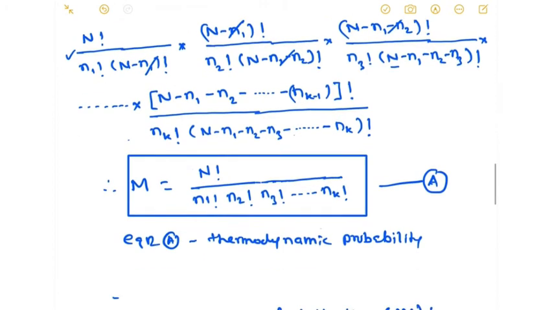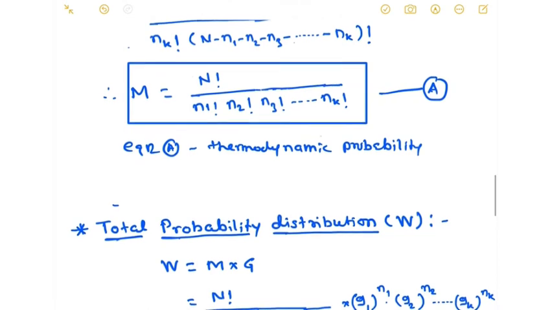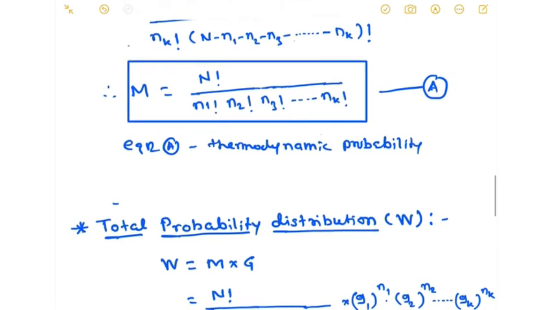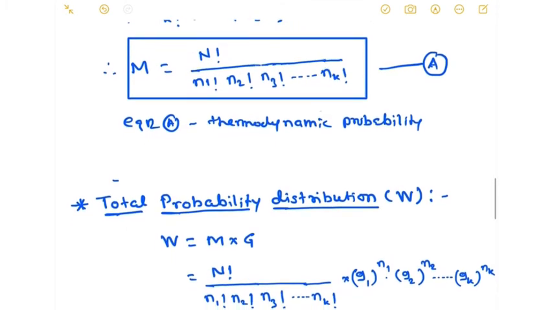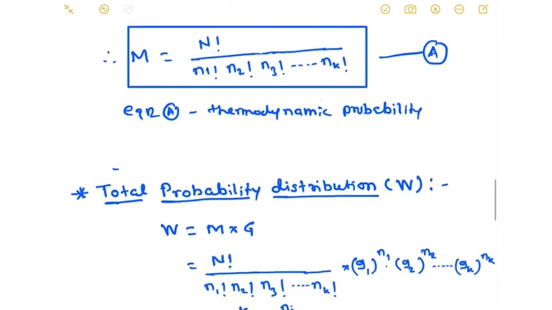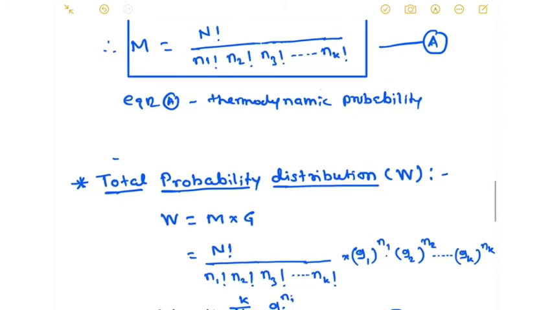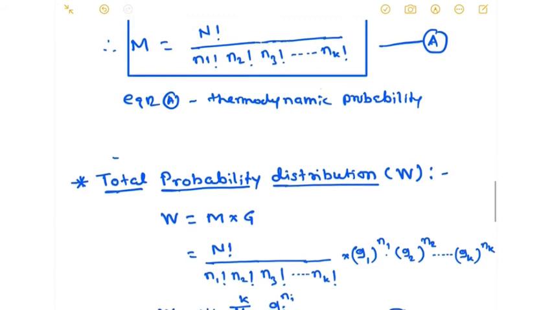Now we find the total probability distribution, denoted by capital W, and it is defined as the product of the thermodynamic probability and the a priori probability. Now we write the relations which we derived earlier. M, equation A, is known, that is N factorial divided by n1 factorial into n2 factorial into n3 factorial up to nk factorial, into the a priori probability. That a priori probability is g1 raised to n1 into g2 raised to n2 up to gk raised to nk.